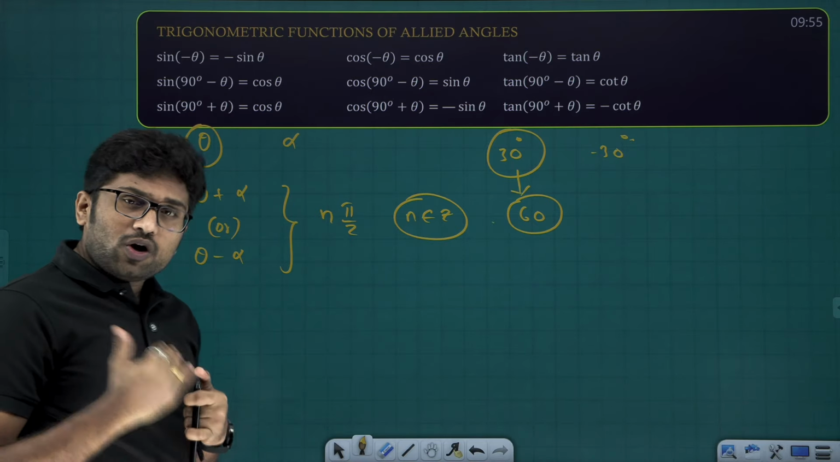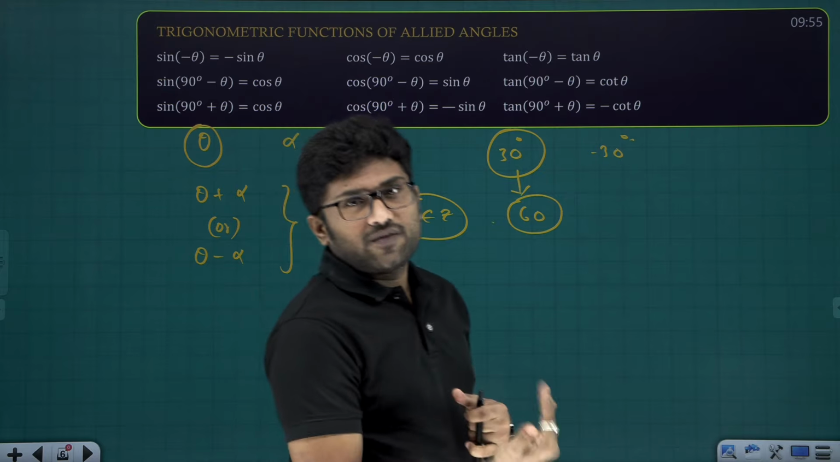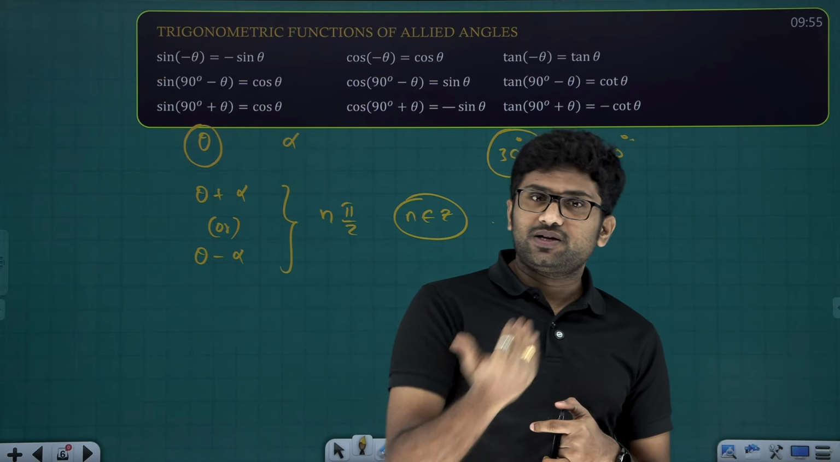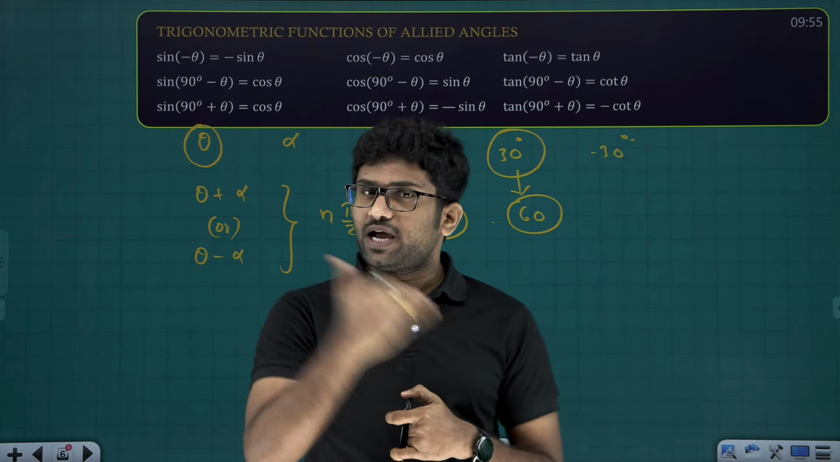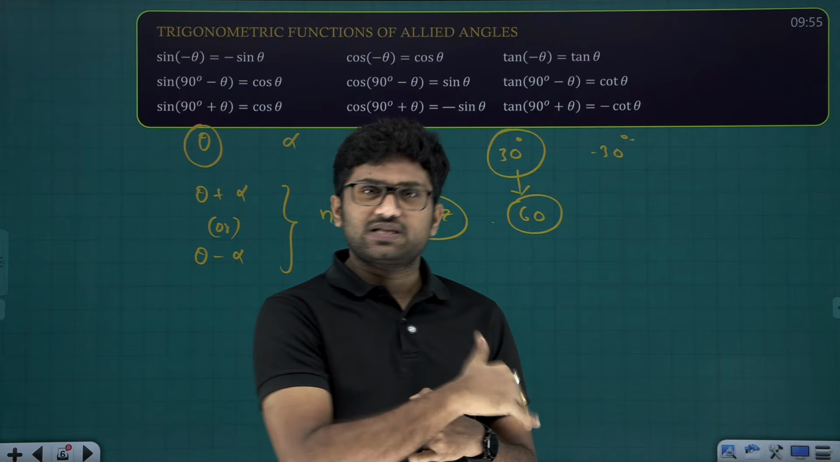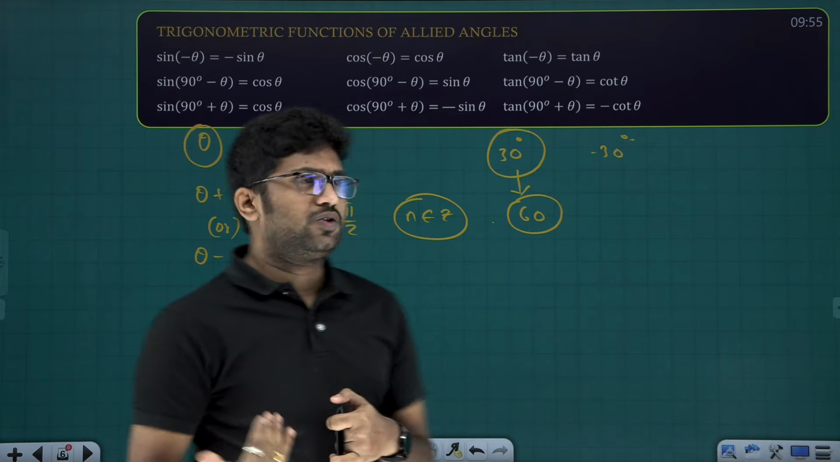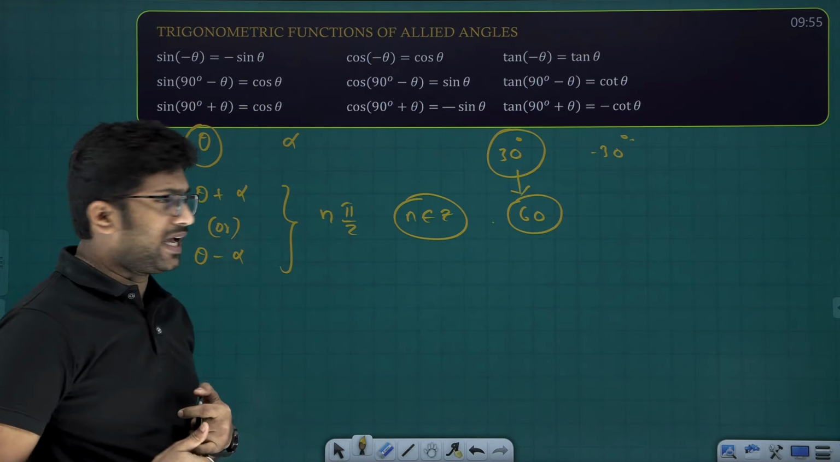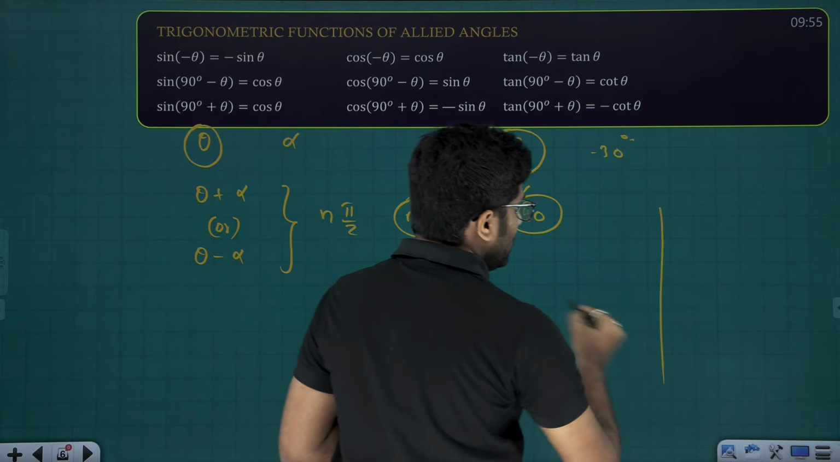Next, we have already gone through these allied angles: sine of 90 plus theta, sine of 90 minus theta, cos of them, sine of them, tan of them, cotangent of them. Just refer to the session again so that you will understand much better. As this is a recap, I am just revising it.